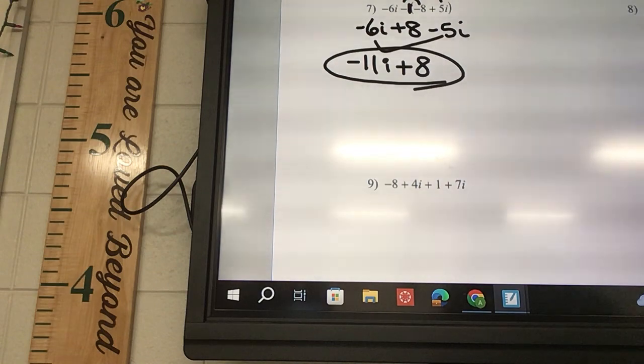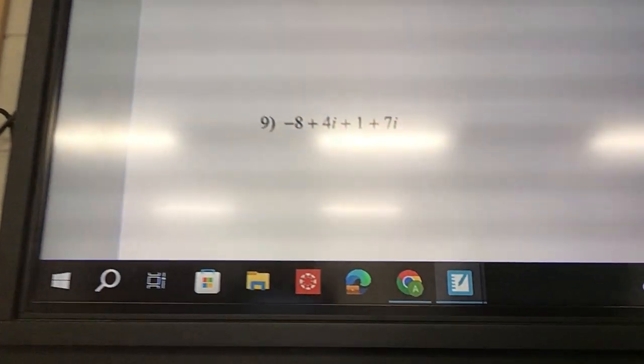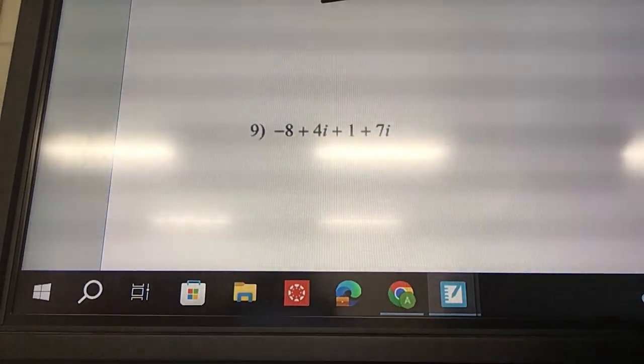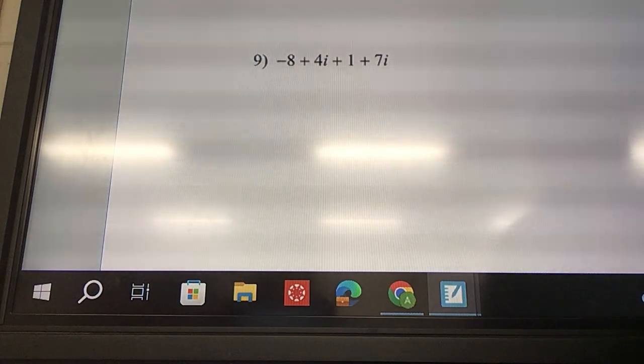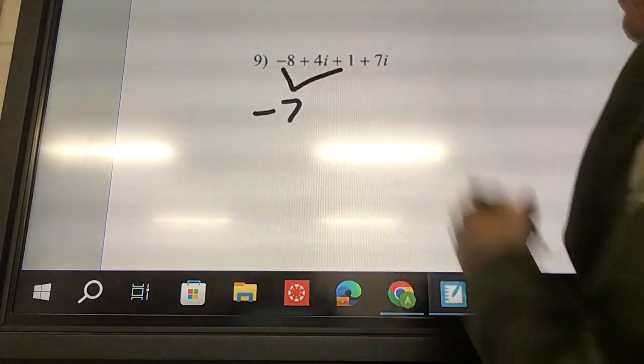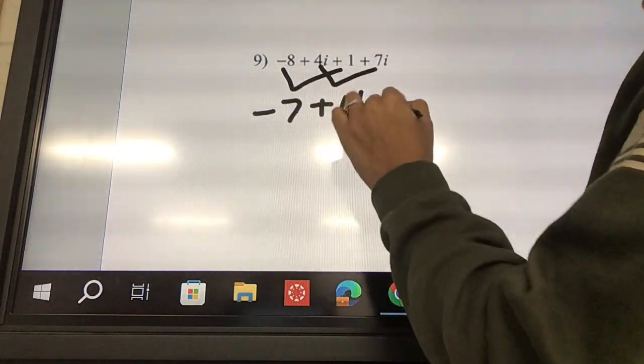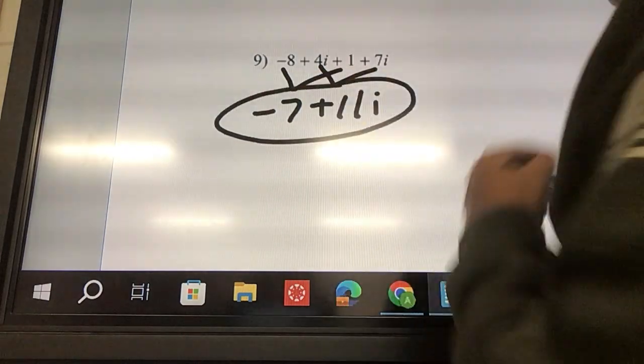Okay, number 9, I want you to look at it. What pieces can get put together with what? Essentially we're combining. What can we combine? Well, I can combine this 8, -8, and a 1. It's going to give me -7. And I can combine this 4i and this 7i to give me a positive 11i. And that's as far as we can combine.